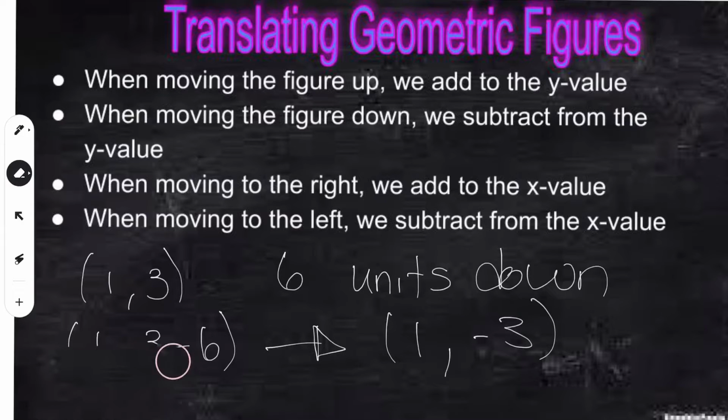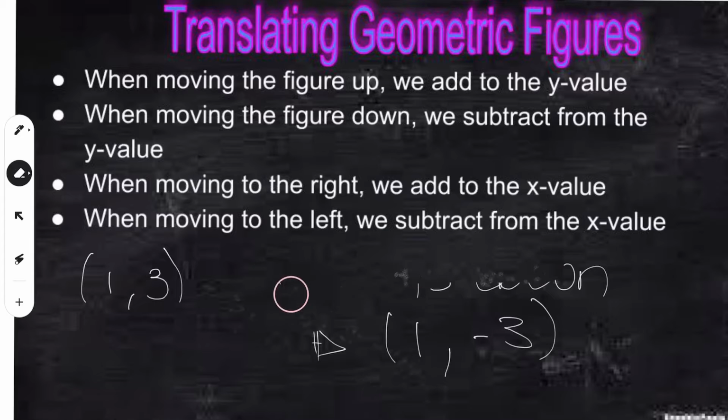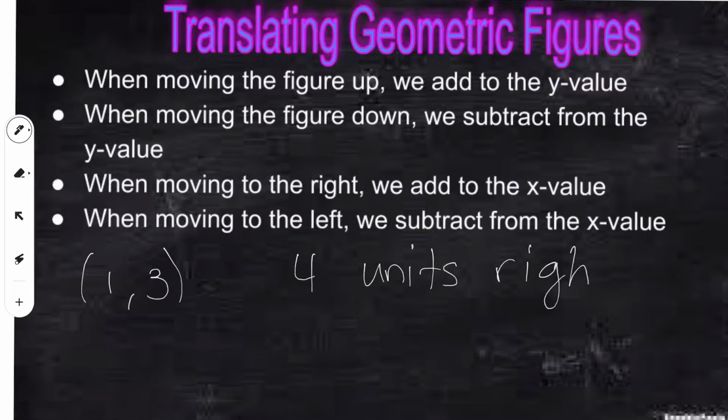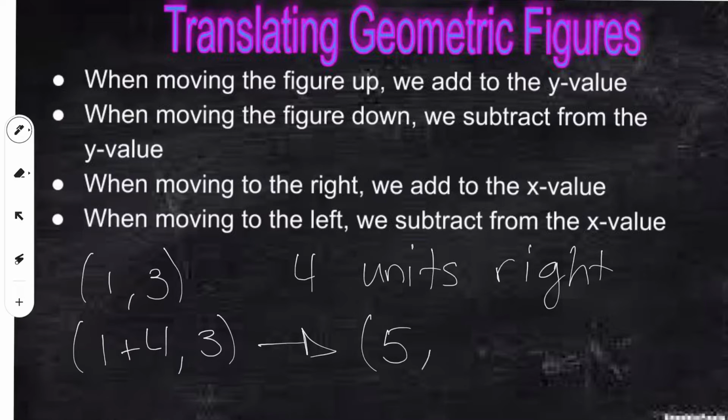Alright, third bullet point. When moving to the right, we add to the x value. Again, we have the point 1 comma 3. Say I want to move it 4 units to the right. I do this by adding 4 to my x value. So we have 1 plus 4 comma 3. We do not do anything to our y value because we're moving to the right. 1 plus 4 gives me 5. So my x value is 5 and my y value remains as 3.